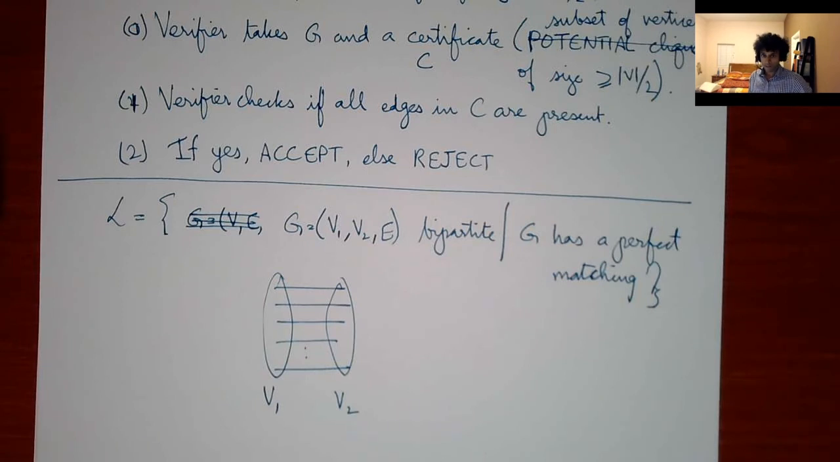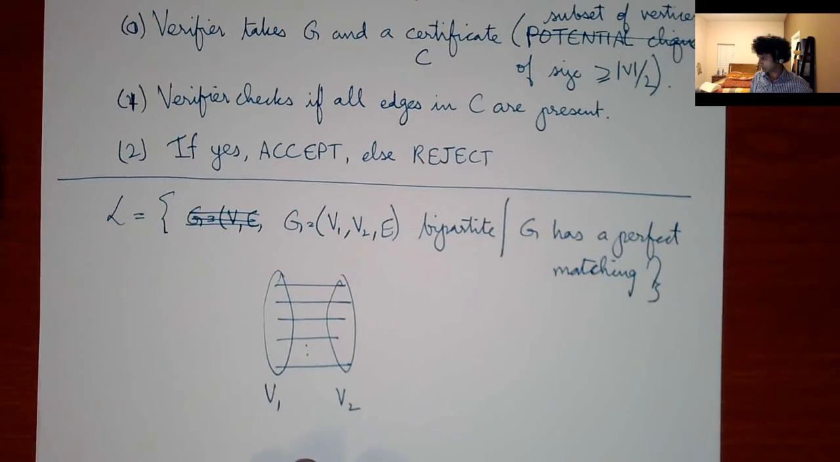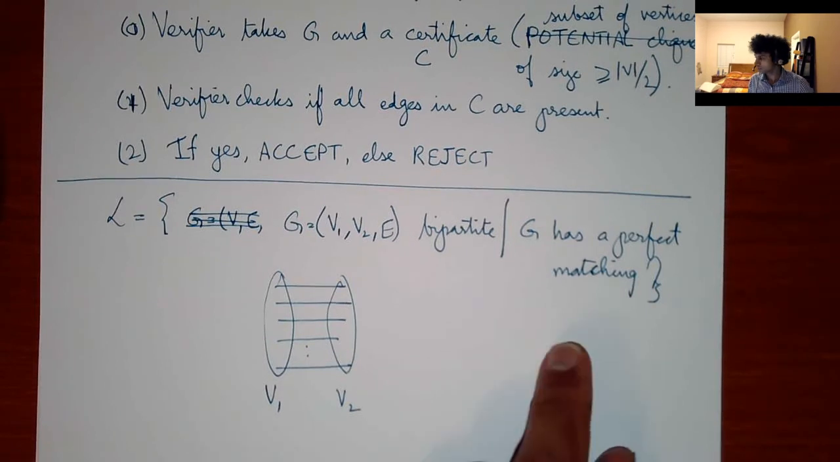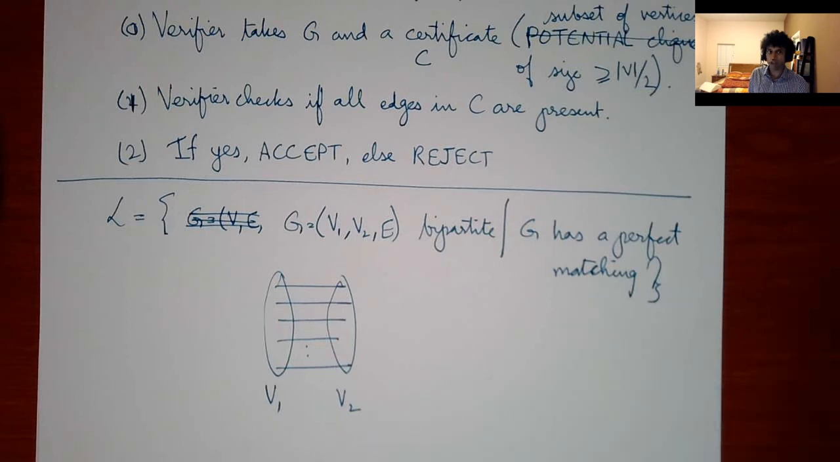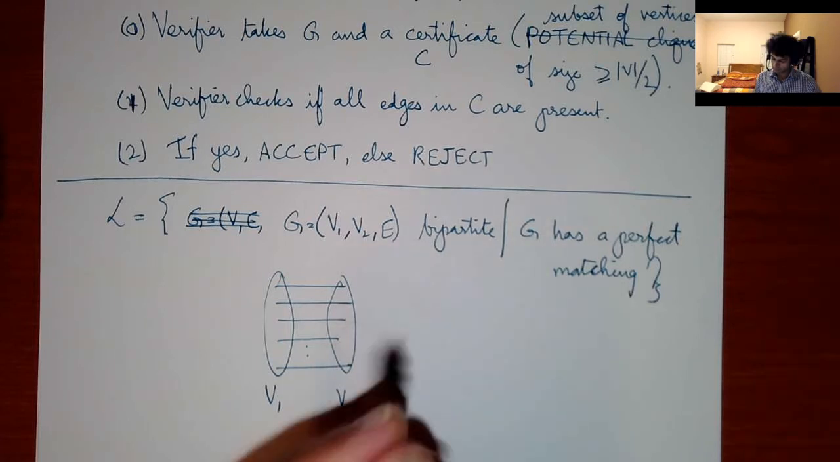But you should be able to see that it's in NP quite easily because the certificate is the matching. It's easy to check if a potential matching is a matching, or a perfect matching. So L is in NP.